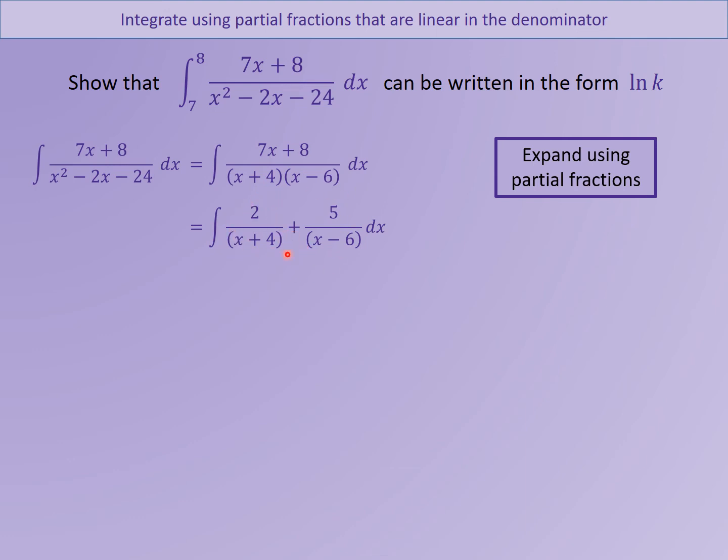Well, now that you've done that, you should notice that the bottom differentiates to the top if that 2 was taken outside that integral. Same here, bottom differentiates to the top. So you've got two functions similar to what we had previously where we can use the ln function. And in fact, that's where we're going to get the final answer from. 2 ln(x plus 4), should we have mod signs around it, 5 ln(x minus 6) plus c. Why is there no plus c?